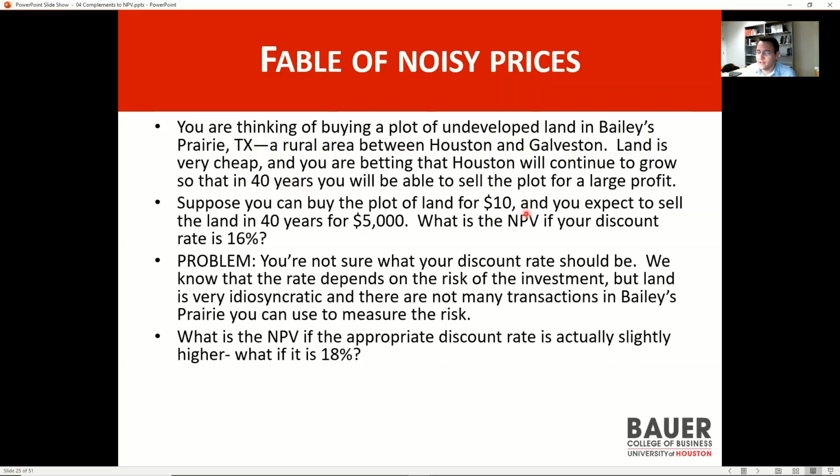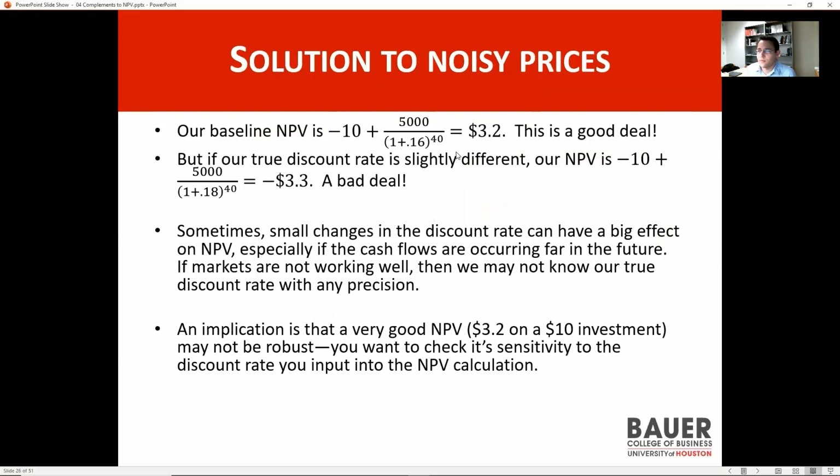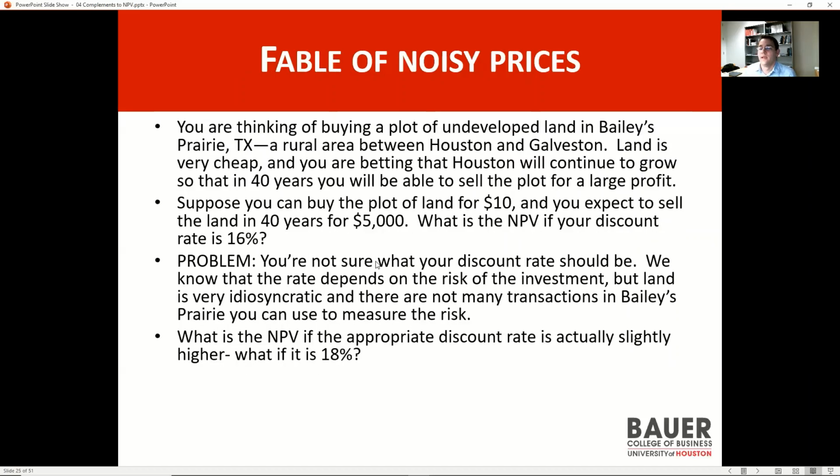Okay, so you buy the land for $10. You sell it in 40 years for $5,000. What's the NPV? Well, that's a pretty straightforward problem. You get an NPV of about 3, if your discount rate is 16%. So just 2 cash flows, a $10 outlay today and a $5,000 inflow in 40 years at a discount rate of 16%, you get an NPV of 3. So for a $10 investment, an NPV of 3 is very good, right? So you should take this deal if you just look at NPV.